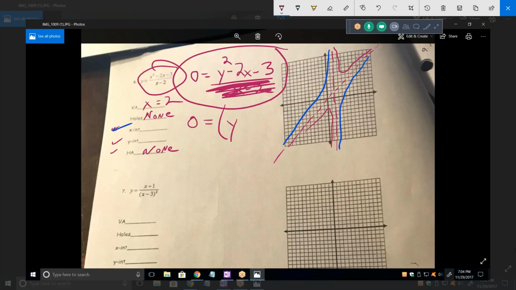And this factored into y minus 3 times y plus 1. So y equals, or excuse me, x equals 3 and negative 1. That's my blue line. Mm-hmm.